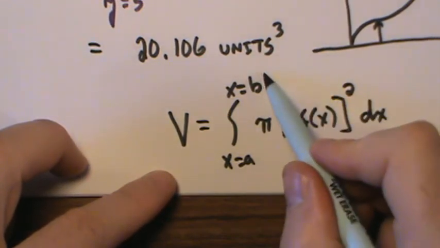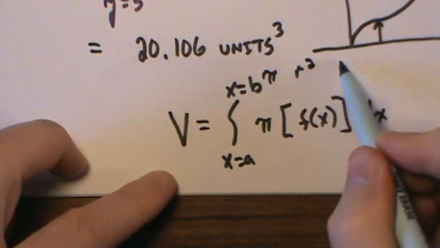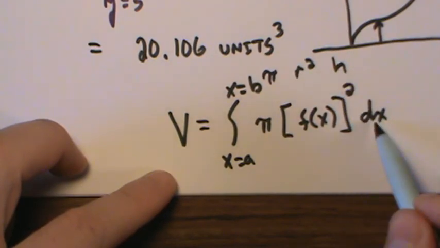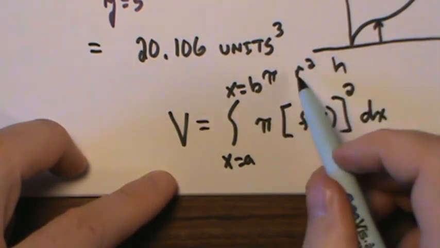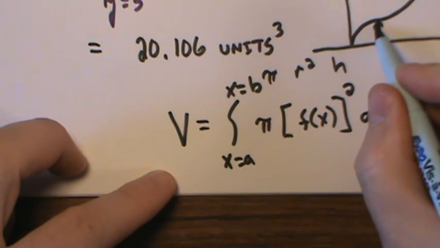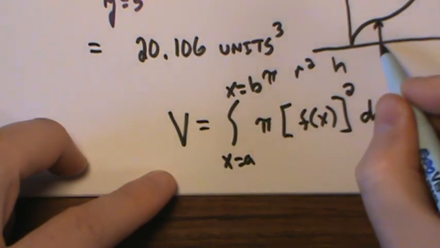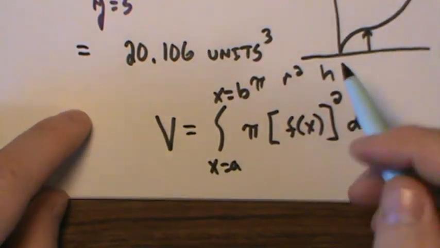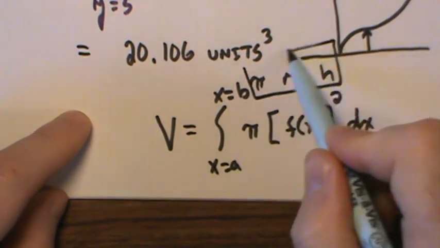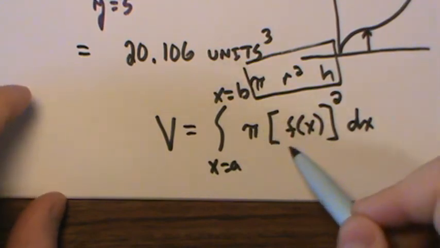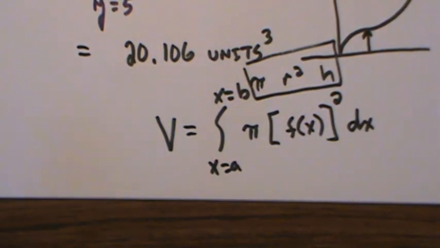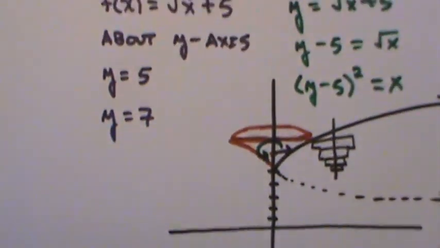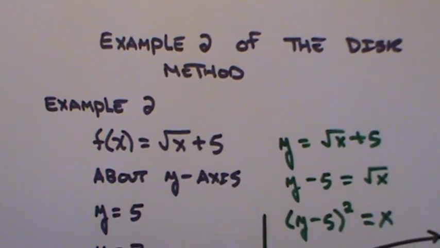So that's your pi r squared h. dx is your h, it's being stacked this way. R squared is what you're figuring out to be the distance from your function to the x-axis, and the pi is just part of a scalar. So this part is what gets translated into your volume, and then you integrate it. There's your second example of how to use the disk method for solids of revolution.